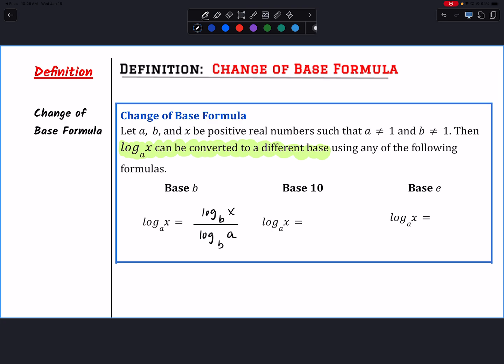If I want to convert it to base 10, remember, if it's a log with base 10, do I have to write the 10? No. So what you would type into your calculator is, if this was the problem I gave you, you would just do log of X divided by the log of A. If it's a log with base E you want to convert it to, what type of logs have a base E that you learned about yesterday? ln, natural logs. So you would just do the ln of X divided by the ln of A.